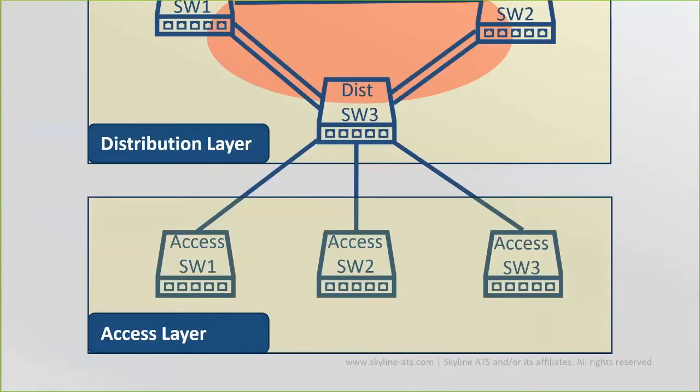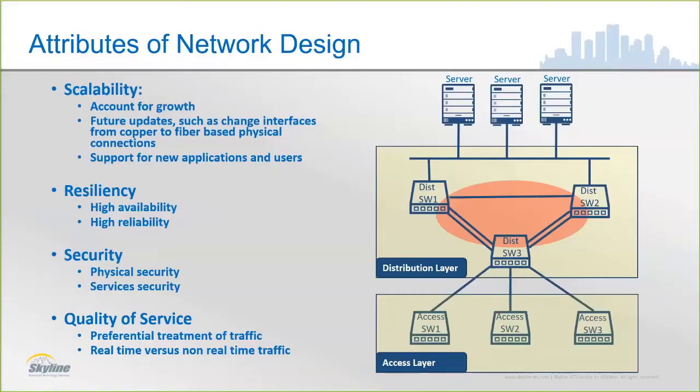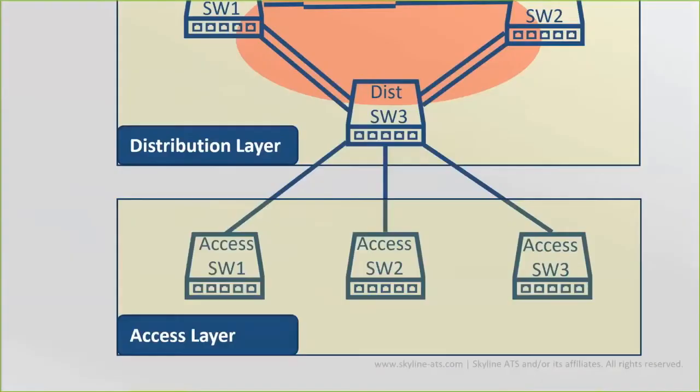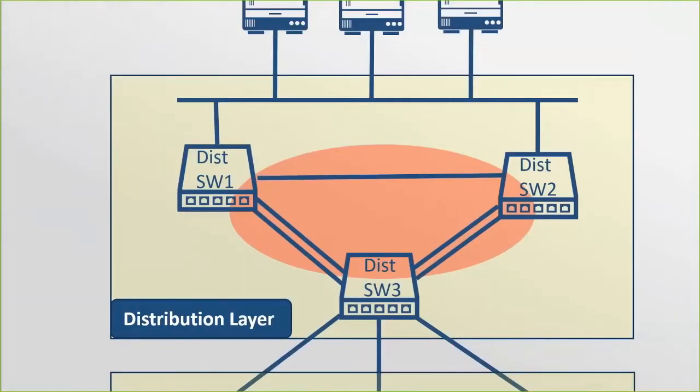Another attribute that we want to talk about is resiliency. Resiliency has to do with very high reliability and very high availability. You'll notice here that in this particular network design, when we aggregate our traffic flows from the access layer up to the distribution layer, it actually uses multiple links within this combination of distribution layer switches.